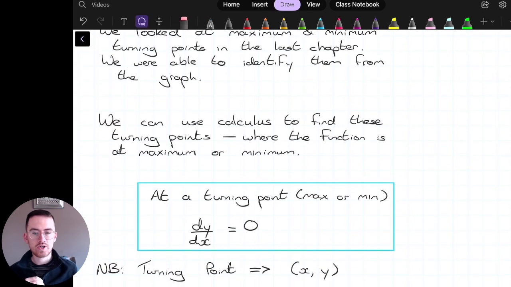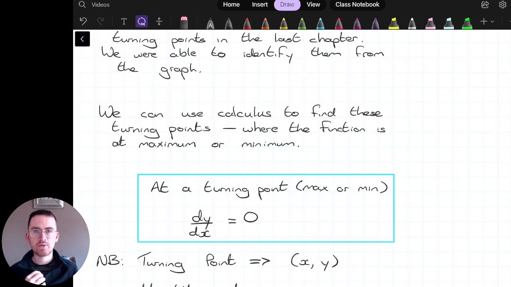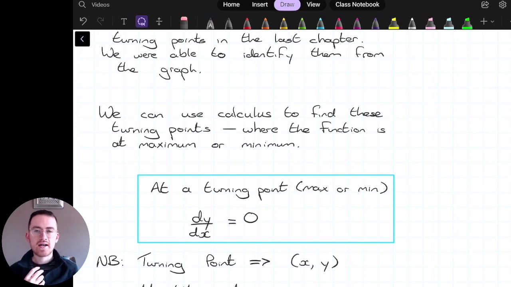At a turning point, a maximum or a minimum turning point, doesn't matter which, dy/dx is equal to 0. So we're remembering again that dy/dx is our first derivative, sometimes called f dash x or f prime x. It's our first derivative. So at a turning point, this first derivative is equal to 0.